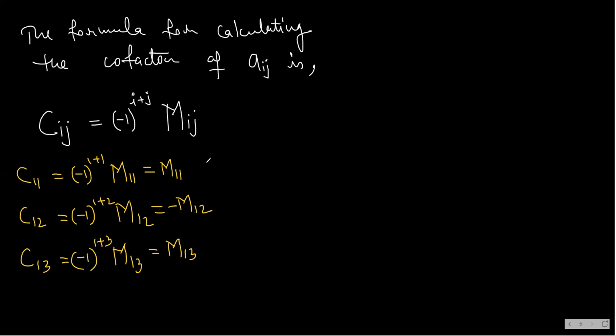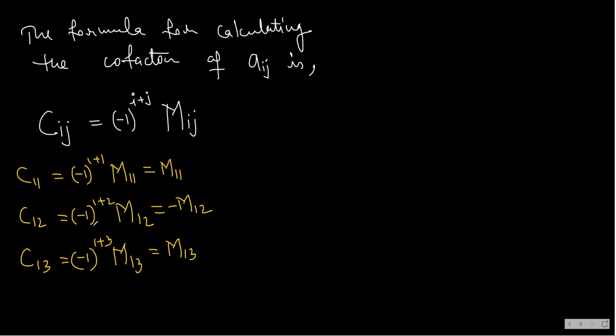C11 is M11. C13, look at this. What is 1 plus 3? 4. This is even. 1 plus 1 is also even. So C11 and M11 are the same. C13 is equal to M13. They are equal.